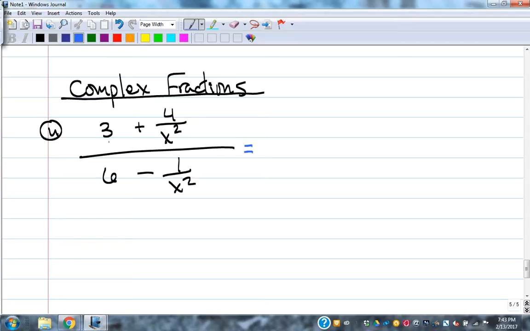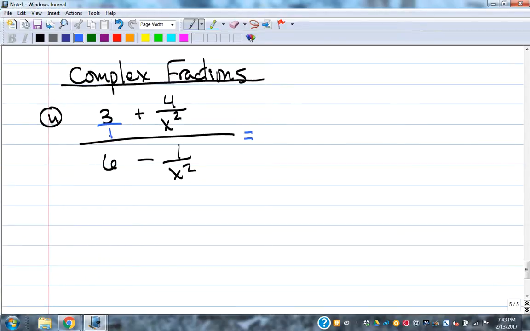So let's look at this one. 3 written as a fraction would be 3 over 1, right? So I'm just looking at the numerator. Don't worry about the denominator yet. If I'm going to add these two together and simplify that and make it one fraction, what would be the common denominator on the top?